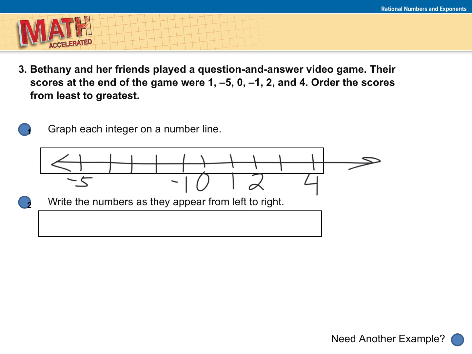But now it wants us to write the numbers as they appear from left to right. So that would be least to greatest. So what's my least value? Negative 5. What's my next one? Negative 1. Next. 0. Next. 1. 2. 4. So I just dropped them down and I wrote them least to greatest.